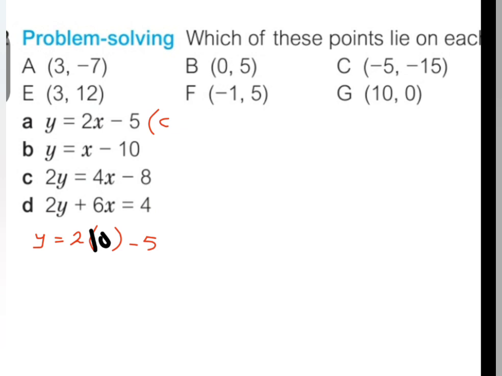20 minus 5 equals 15. So the answer is 15, and here we have 0, so it's not the same, so it doesn't fit. Let's move on to the next one.